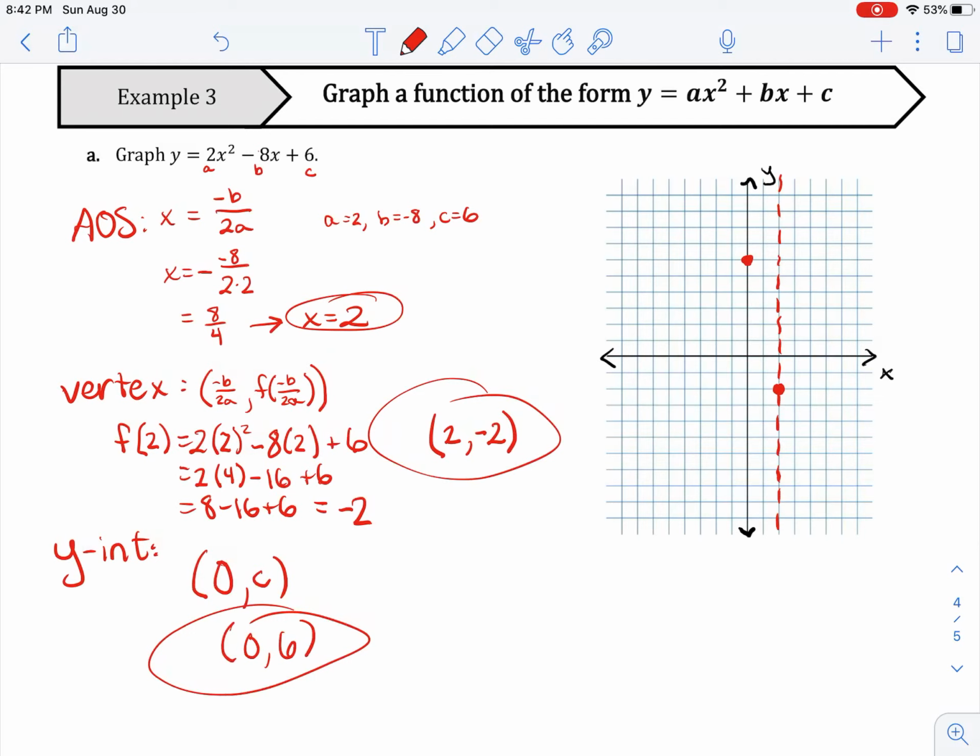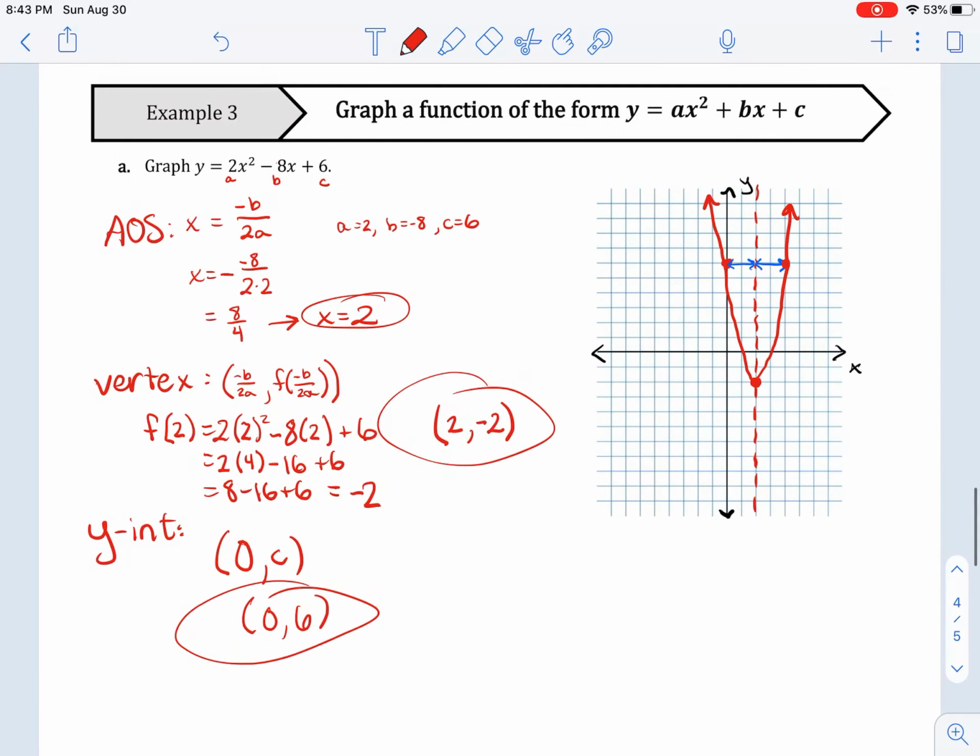All right, so I need at least 3 points to make a parabola. But remember, the axis of symmetry says that the distance between this point and the axis of symmetry is the same as this point and the axis of symmetry. So that means my other point is right there. So then I can draw my parabola. Sorry, I'm not good at drawing with this Apple Pencil. So that is my parabola right there. I have all of my important pieces of information labeled.